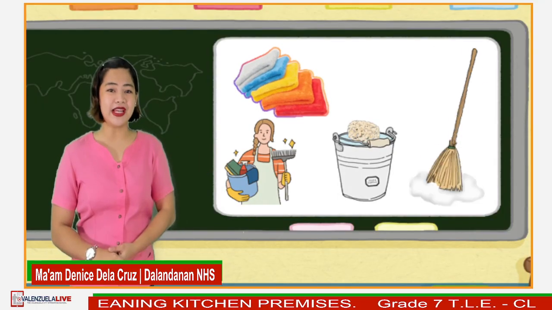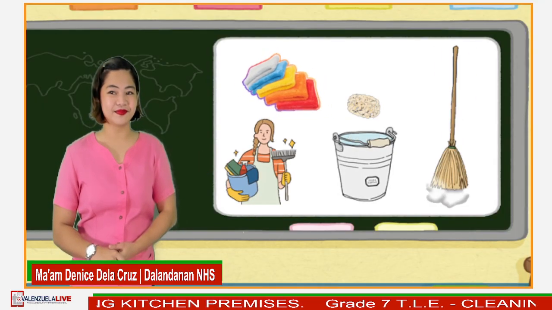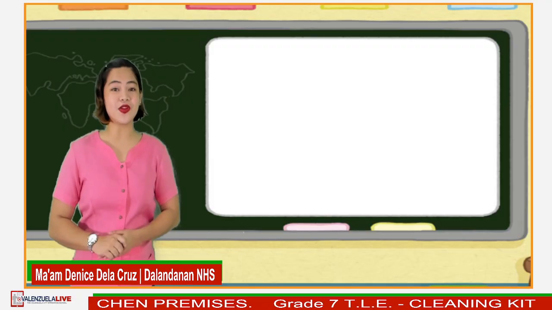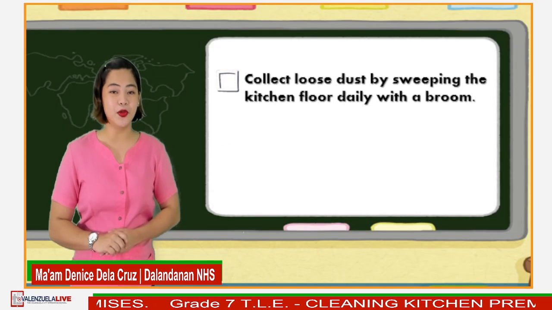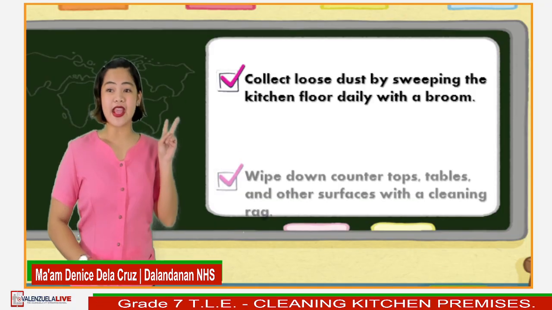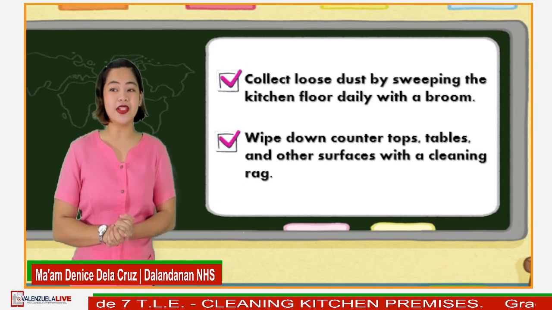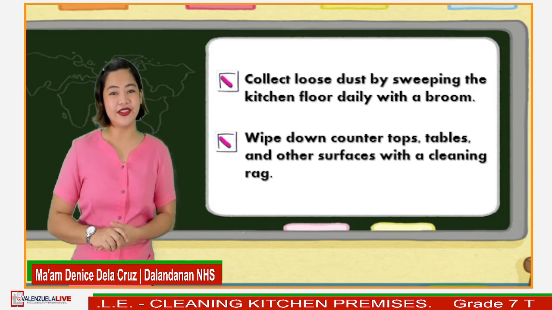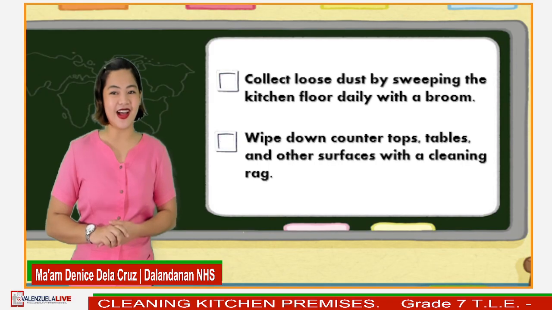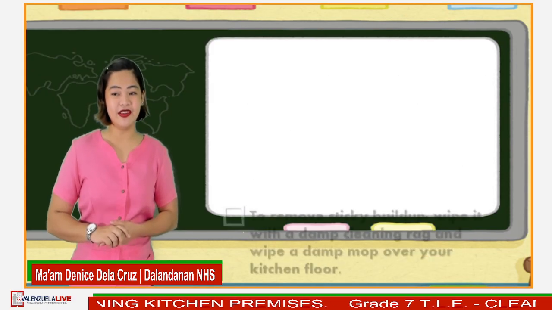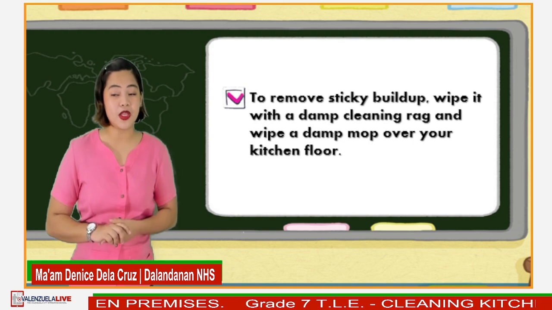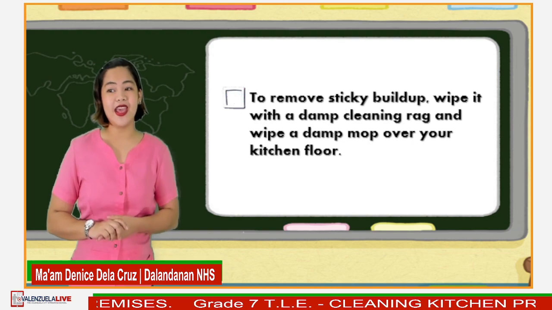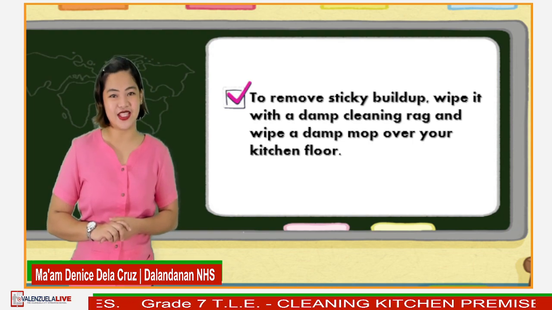So, how do we clean our kitchen? First one is to collect loose dust by sweeping the kitchen floor with a daily broom. Second, wipe down countertops, tables, and other surfaces with a cleaning rag. And third, in order to remove sticky buildup, wipe it with a damp cleaning rag and wipe a damp mop over your kitchen floor.